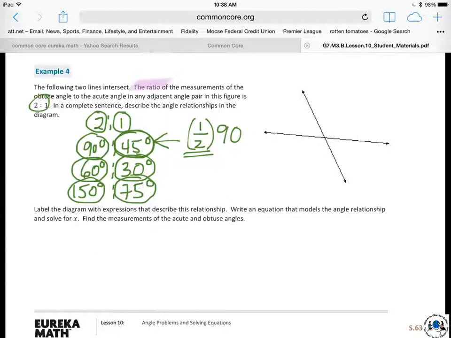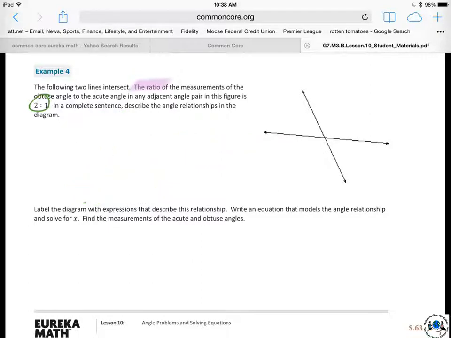Alrighty, so let's go ahead and get started here. I'm just going to erase all this now that you know this. Hopefully, you've written that somewhere, just so you remember, or maybe that was pretty simple for you to understand. So the following two lines intersect. The ratio of the measurements of the obtuse angle to the acute angle in any adjacent angle pair in this figure is 2 to 1. Lots of vocabulary here to muddle through.